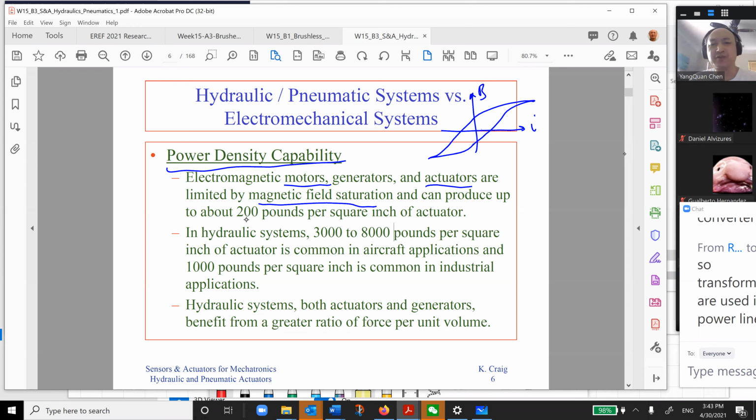They produce up to 200 pounds per square inch, okay, 200 pounds. Sometimes this is enough, but in many cases it's not enough. What if you need much higher torque, pounds per square inch? That's about one order of magnitude, it's 400 times, no, sorry, 40 times, okay, 40 times.